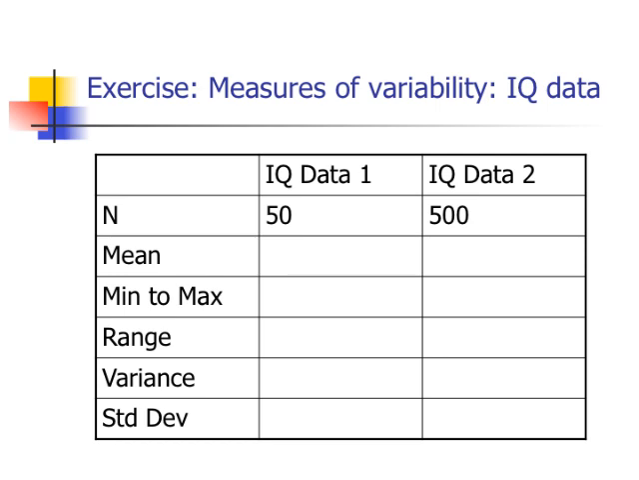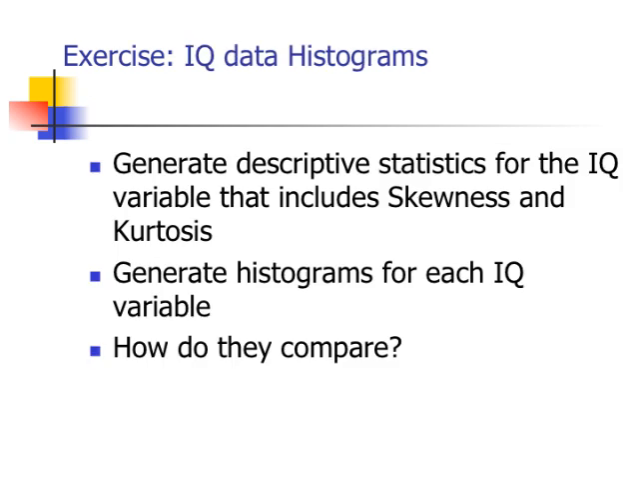Okay, on this slide you see a nice display that you might use to categorize your results from the IQ data. You can see where it's got a space there for the mean, the range, the minimum and the maximum, the variance, and the standard deviation, and you can use this to display your results.